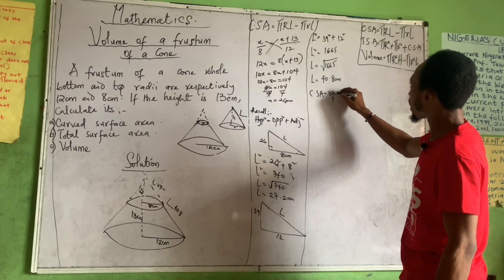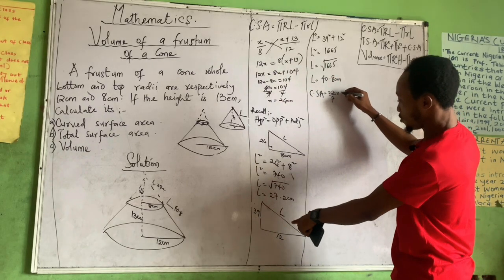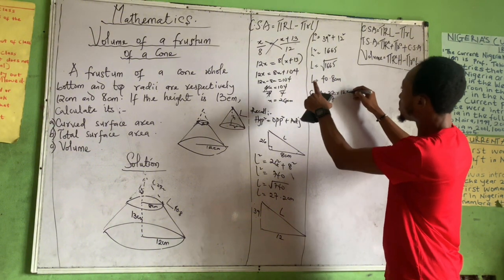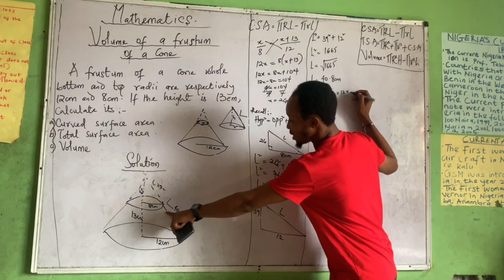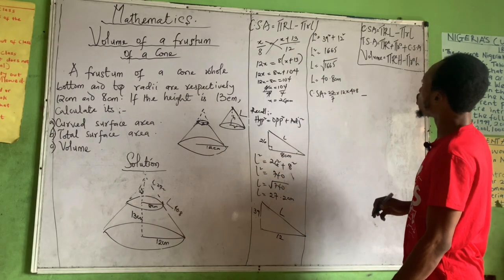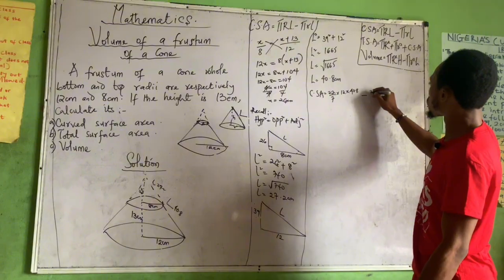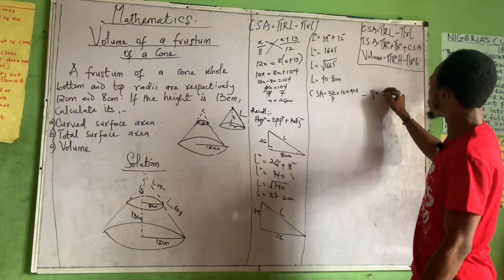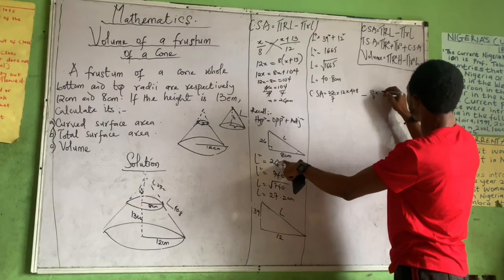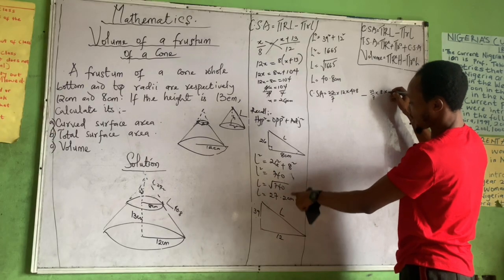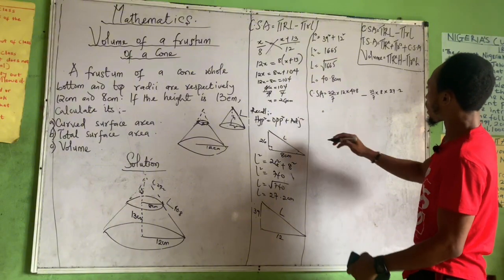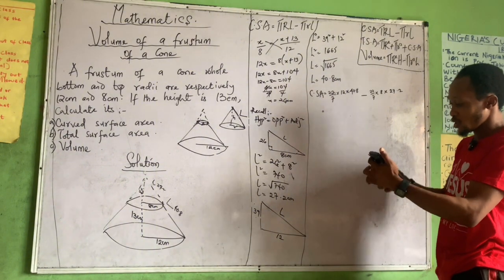22/7 times the big radius, which remains 12. Then times the big length, that's the big slant height, 40.8. Then minus 22/7 times the small r this time around, that's the small radius. Small radius is 8 times the small slant height that we got, 27.2. So we can now punch our calculator to get this. So let's quickly punch it.